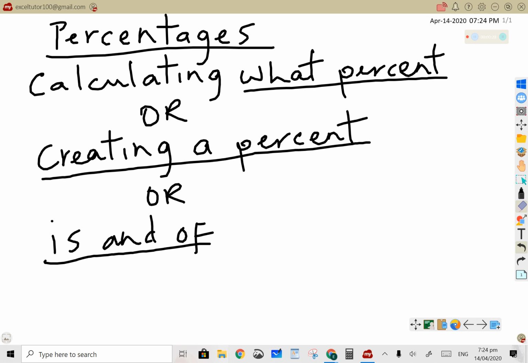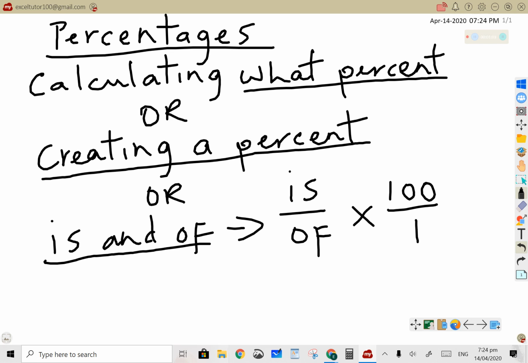Okay, so using the whole aspect of "is" and "of", we're going to show how that can be used to create a percent. In the wording you will have "is" and you will have "of". "Is" goes on top, "of" goes below, and then it creates a fraction. I'm going to repeat that. "Is" goes on top, "of" goes below, and that creates a fraction. After you create a fraction, to convert it to a percentage, we multiply by 100 over 1.